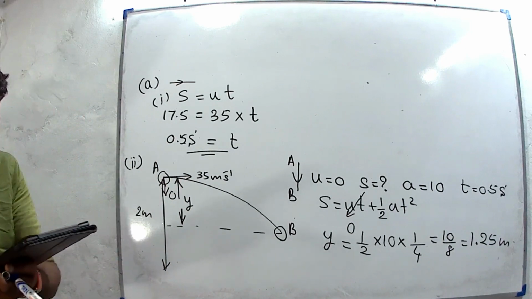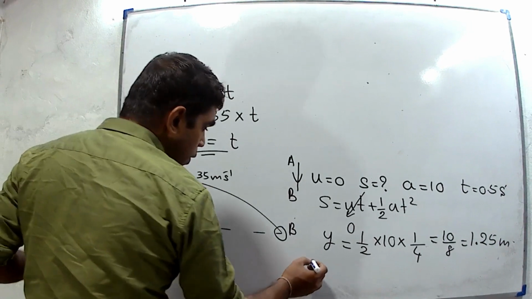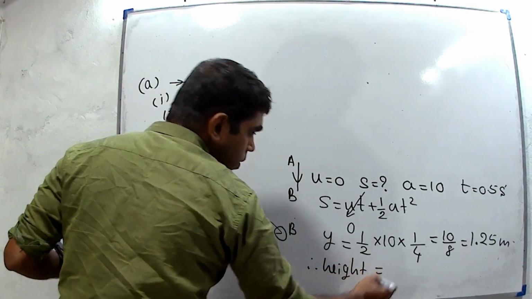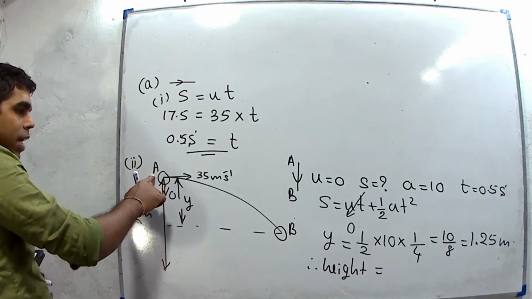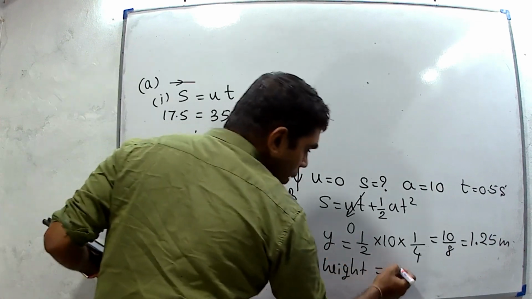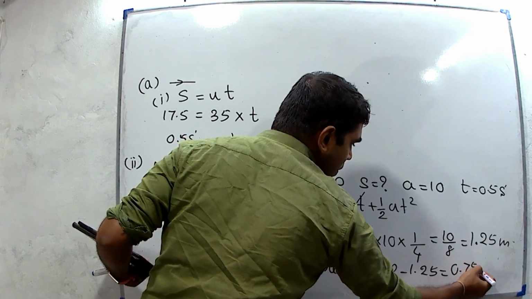But we have to find the height from the ground level. Therefore, we have to subtract this value 1.25 from 2 meters. 2 minus 1.25 is 0.75 meters.